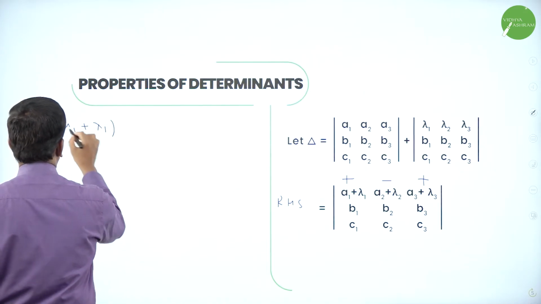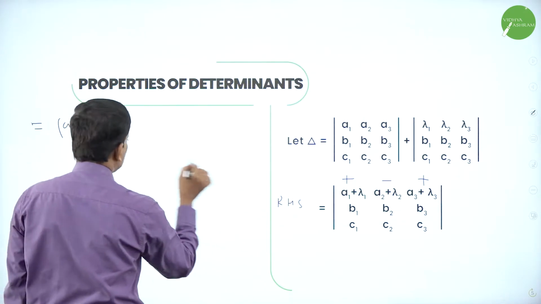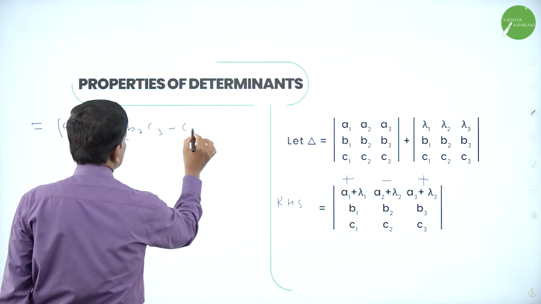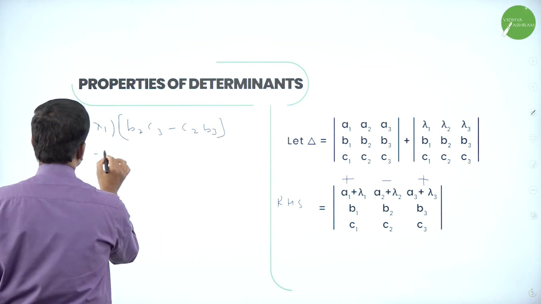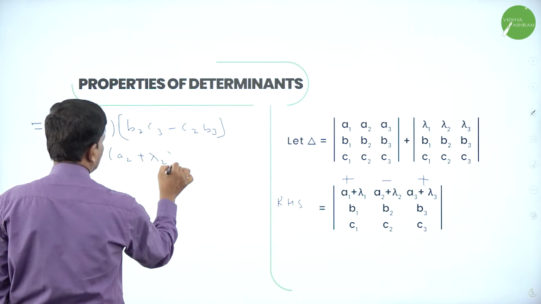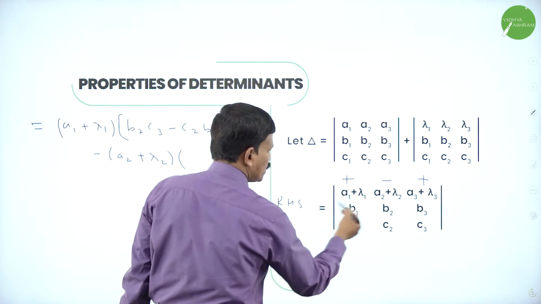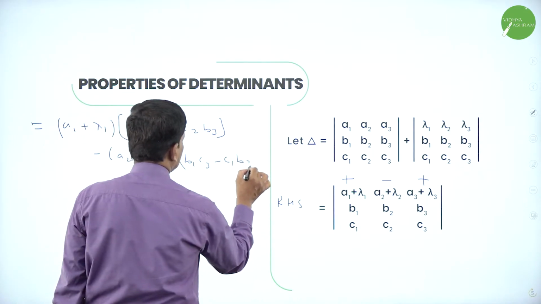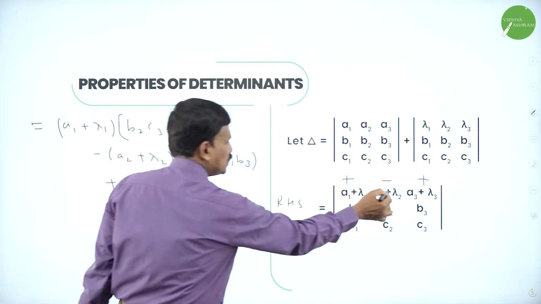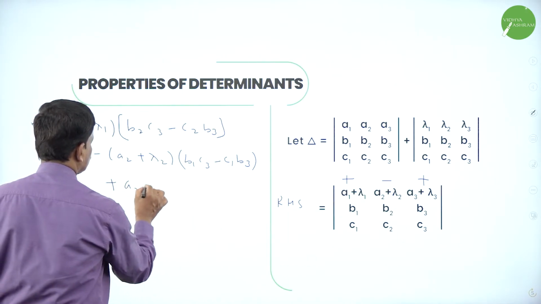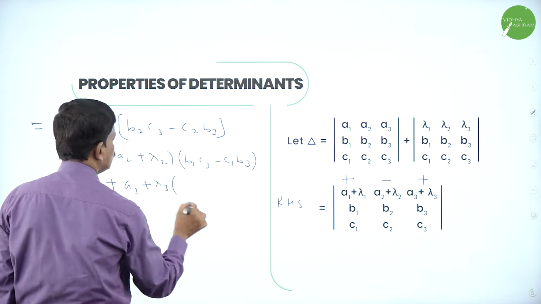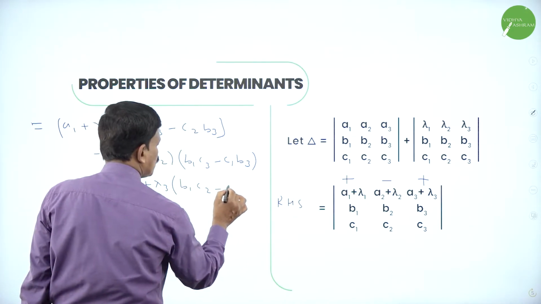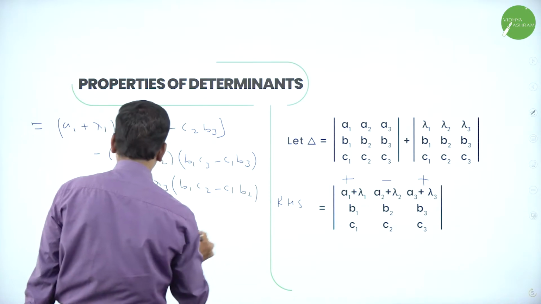A1 plus lambda 1 into B2C3 minus C2B3, minus A2 plus lambda 2 into, delete the row and column containing this, B1C3 minus C1B3. Next, plus A3 plus lambda 3 into, delete the row and column containing that, B1C2 minus C1B2. Now expand this.